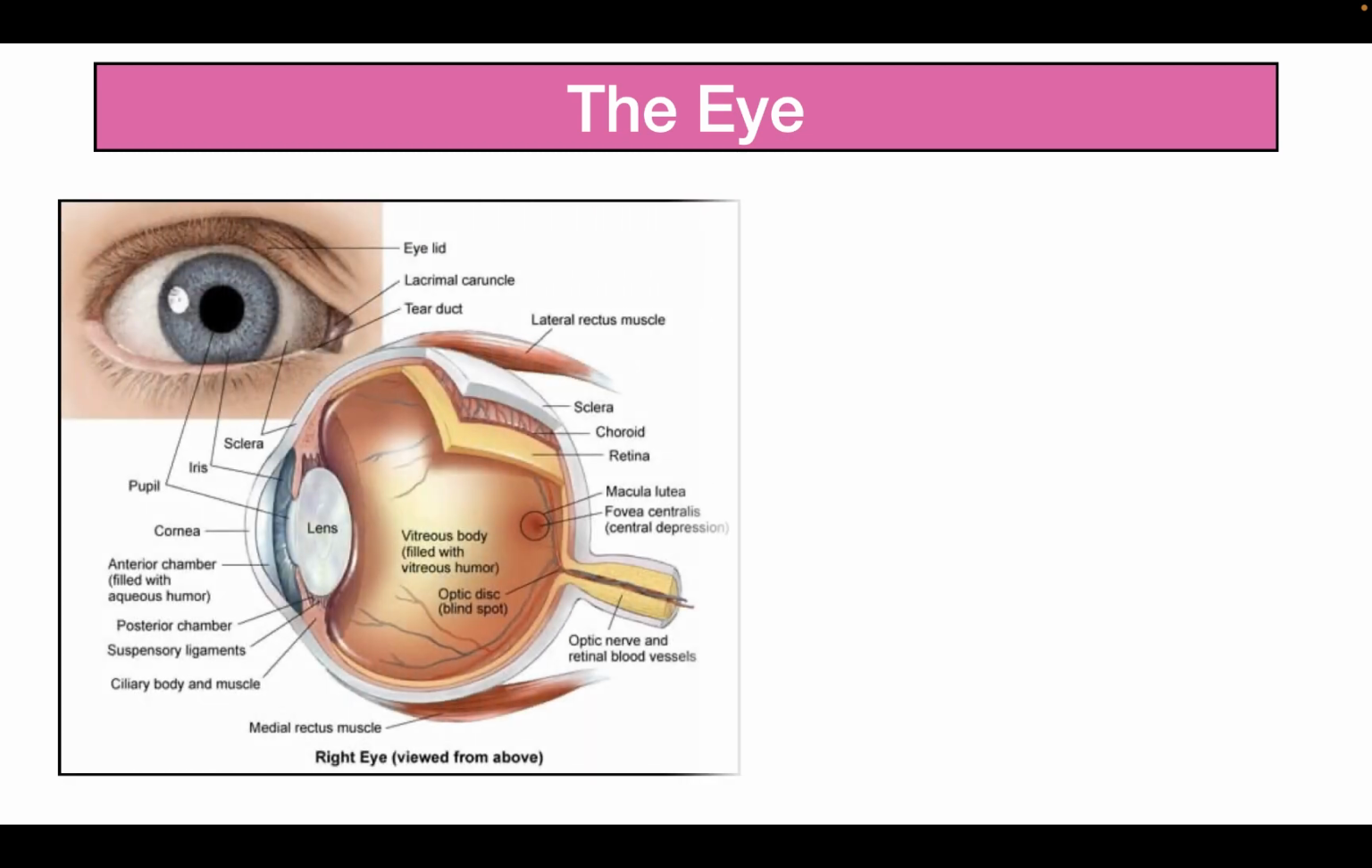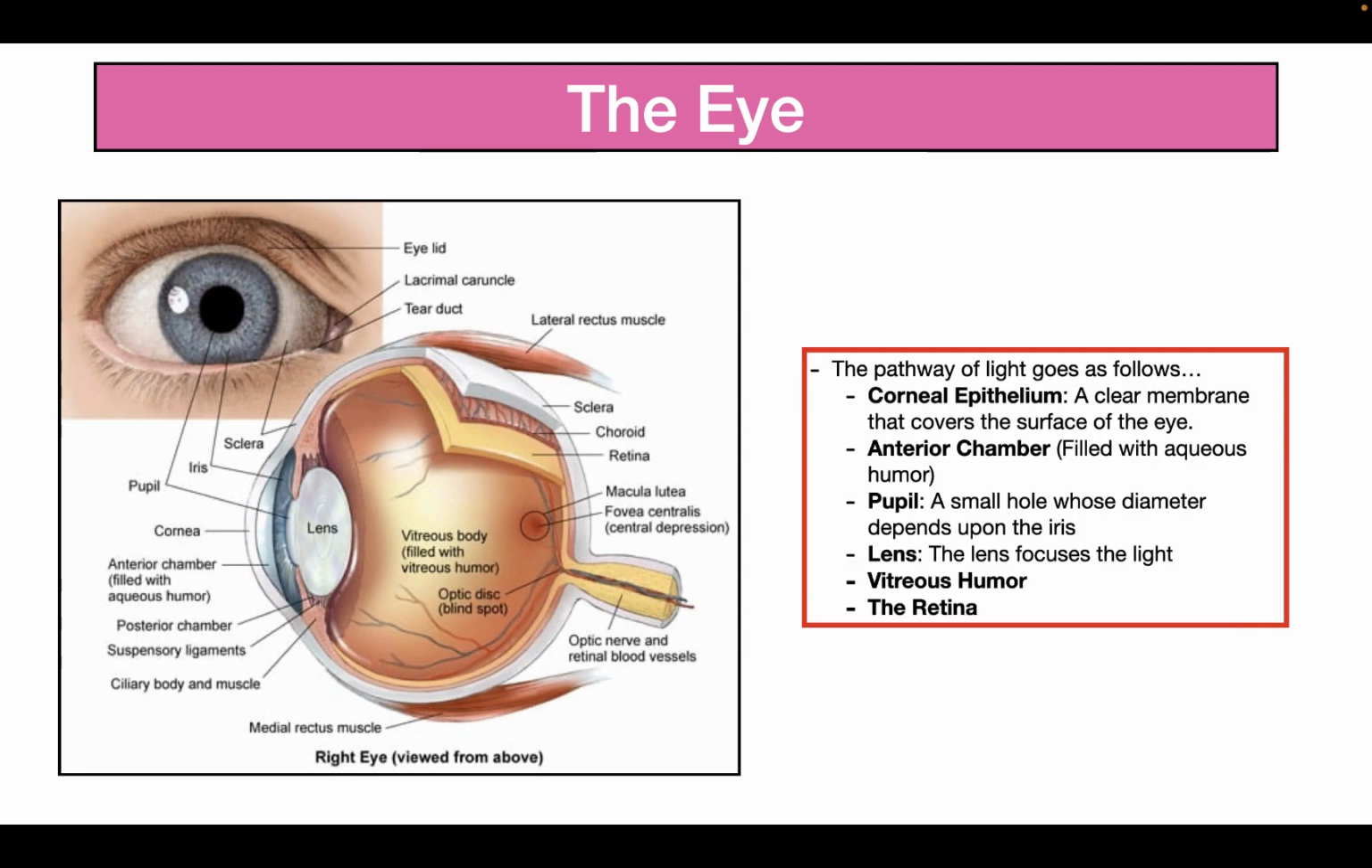Now, let's talk about how light travels through the eye. If you were to trace the pathway of light through the eye, the first place that it would go through is the cornea. The cornea is the outer clear covering of the eye, and it's made up of epithelial cells. And this is actually where the greatest degree of refraction or bending occurs.